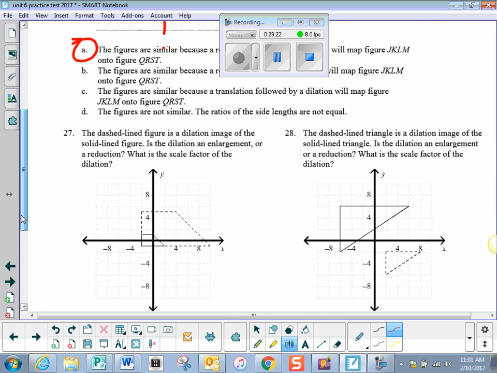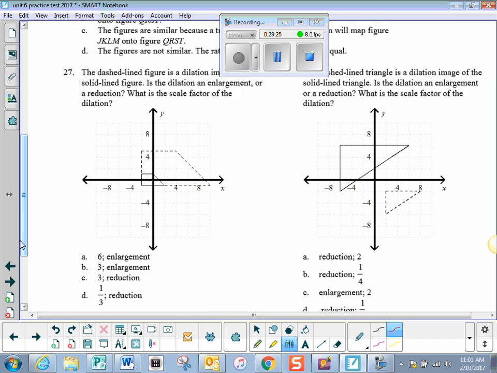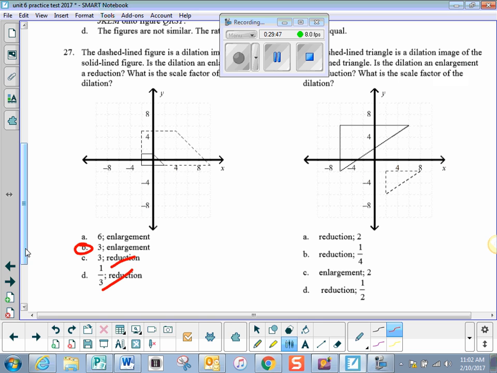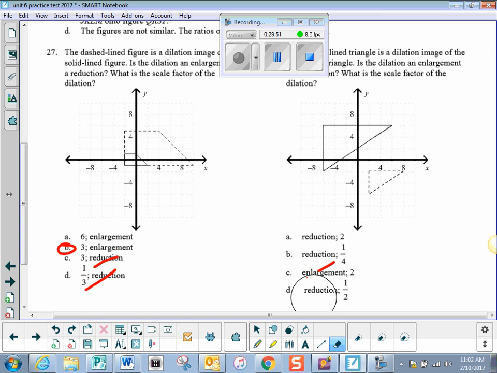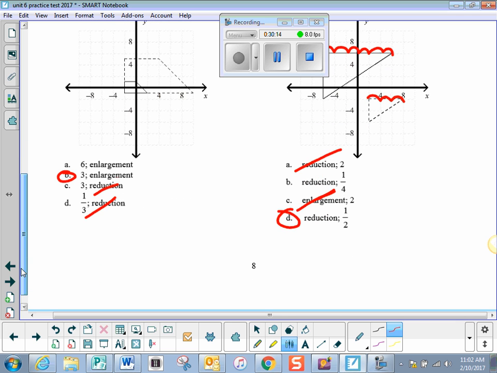Number 27. What is the scale factor here? The dash is a dilation. So it got bigger or smaller? Bigger. Did it get 3 times bigger or 6 times bigger? 3 times. That one was B. And then this one, did it get bigger or smaller? Smaller. Is it half as big? A 4th as big? It can't be 2 times because that's bigger. Landon, dude, I'm concerned. How would that be? 1, 2, 3. 1, 2, 3, 4, 5, 6. So this is half as big. Yeah, I got that right. And there it is. You have it.